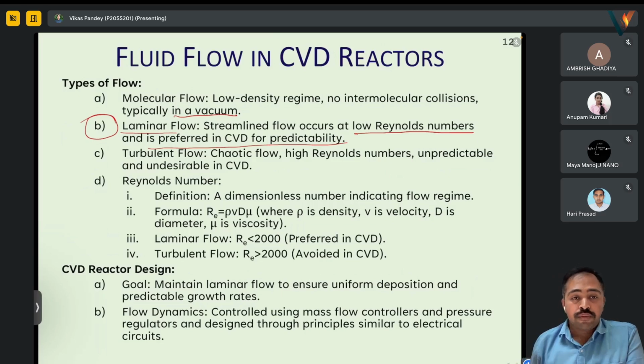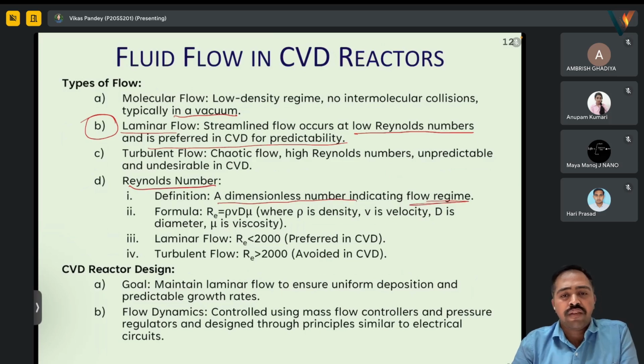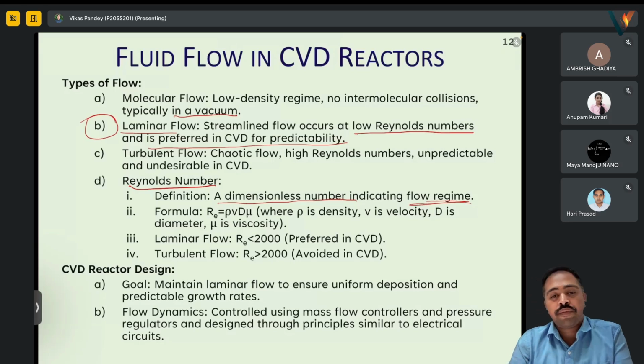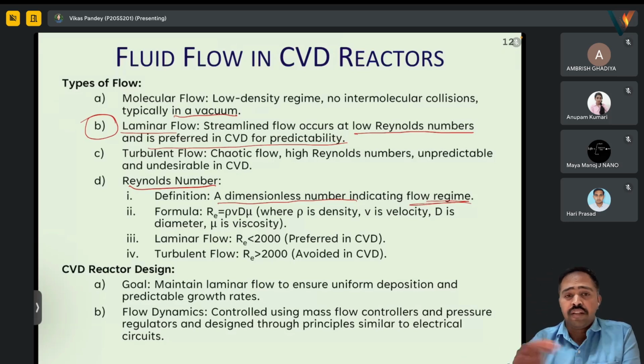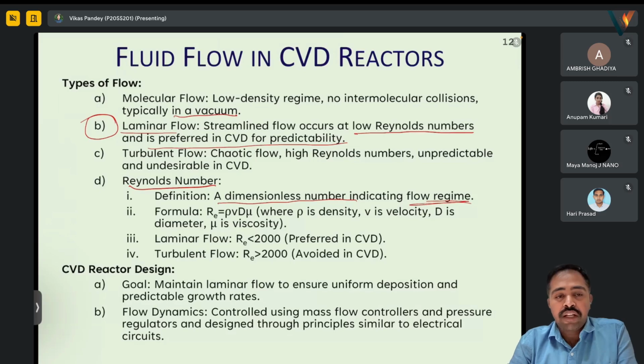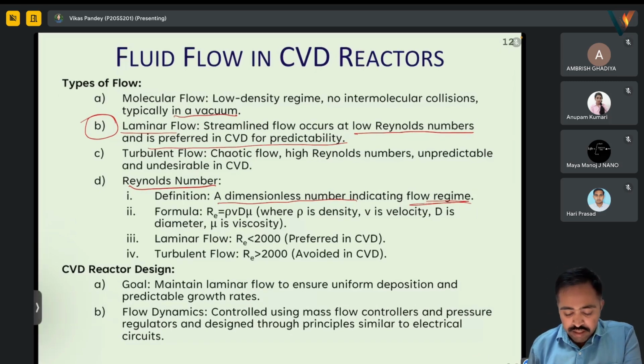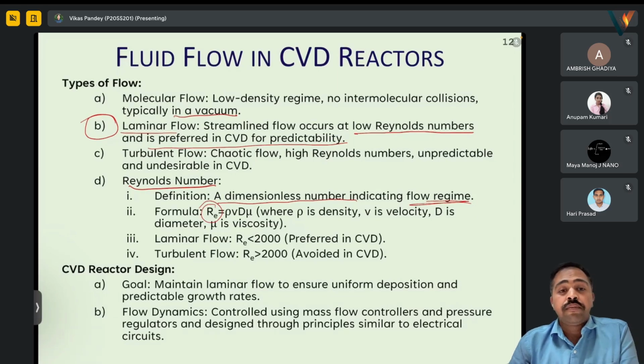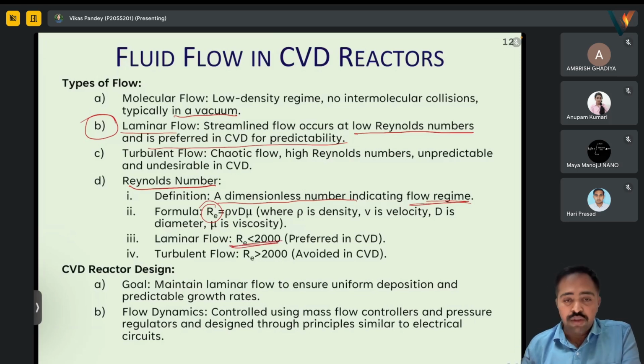Okay, so what is the Reynolds number? It is a dimensionless number indicating the flow regime. The formula is generally in terms of the density of the gas, the velocity of the gas, the diameter of the pipe or tube that we are talking about, and mu, the viscosity of the material, and that will determine Re, the Reynolds number. For a laminar flow, this Reynolds number should be less than 2000.